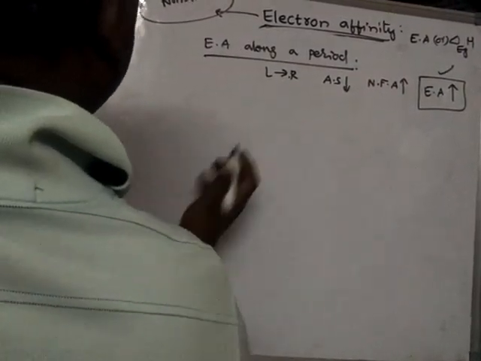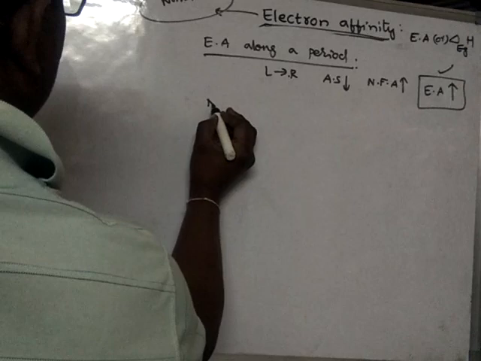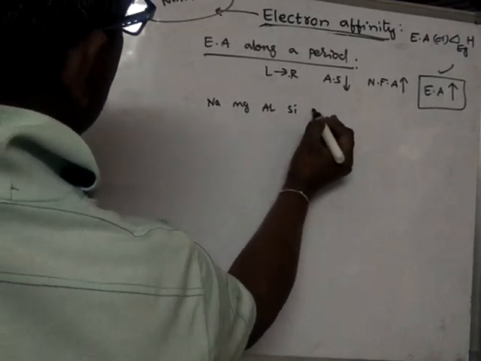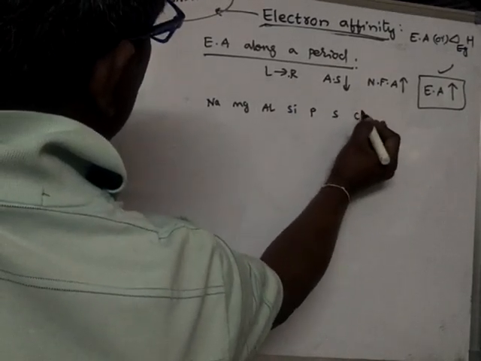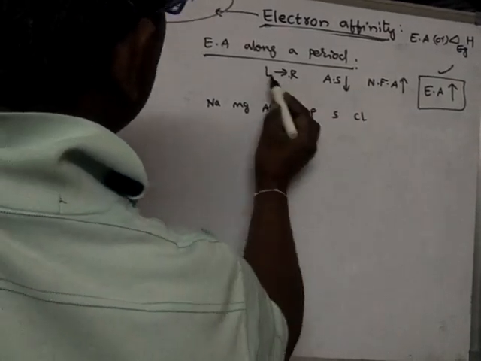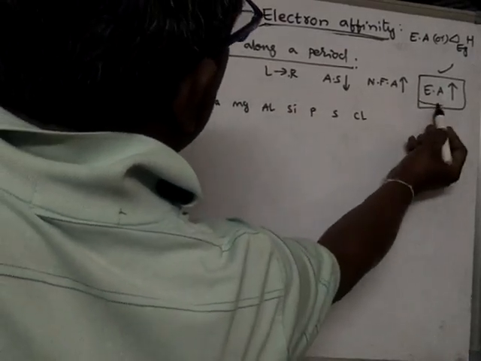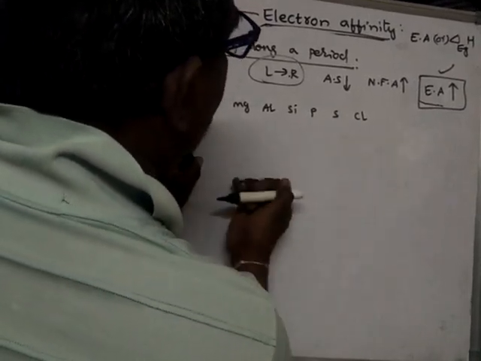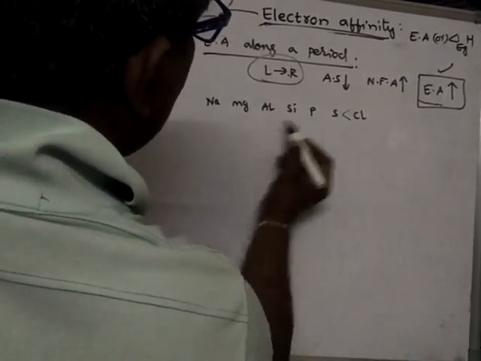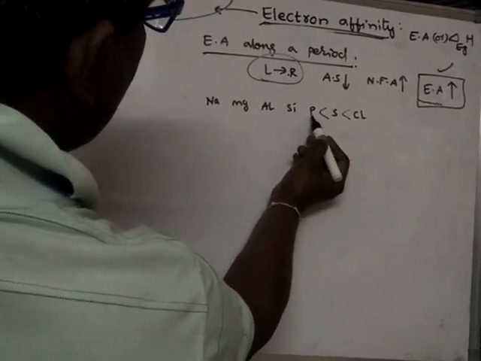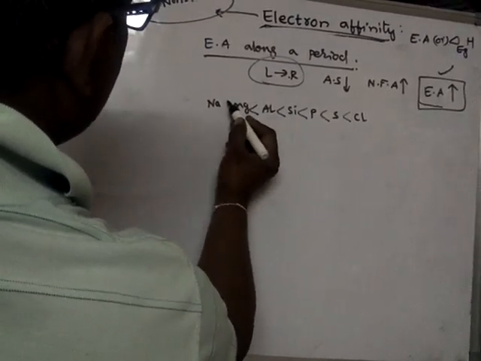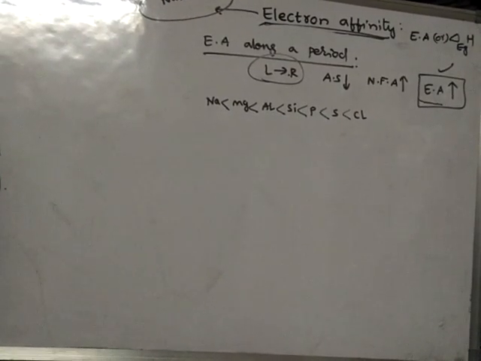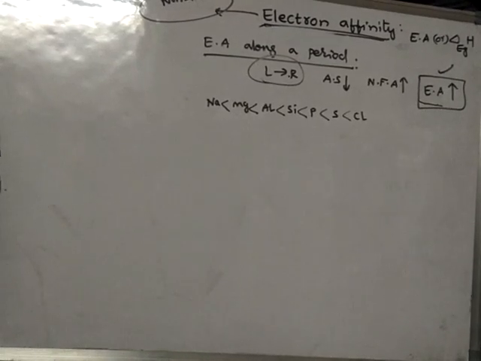For example, take any period: sodium, magnesium, aluminum, silicon, phosphorus, sulfur, chlorine. Electron affinity increases from left to right. So chlorine possesses more electron affinity than sulfur, and sulfur possesses more electron affinity than phosphorus, and like this. So this is the order of electron affinity of elements in any period.